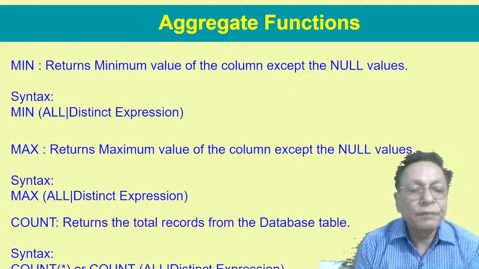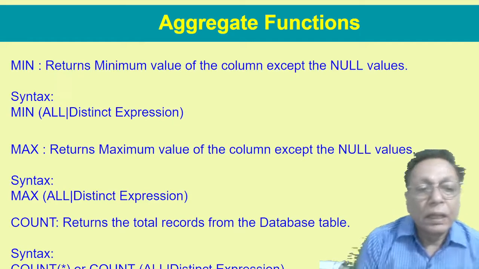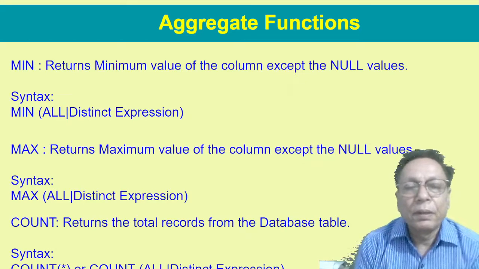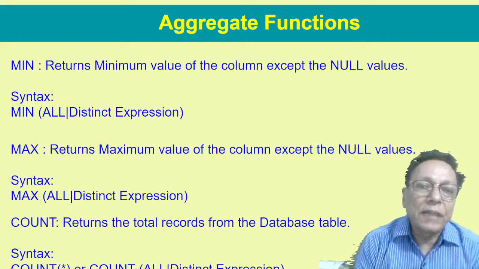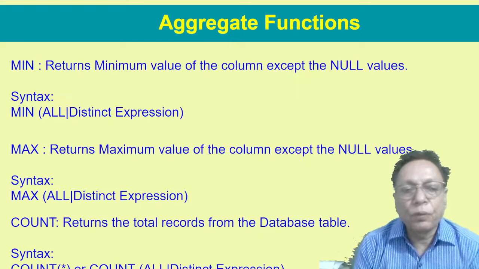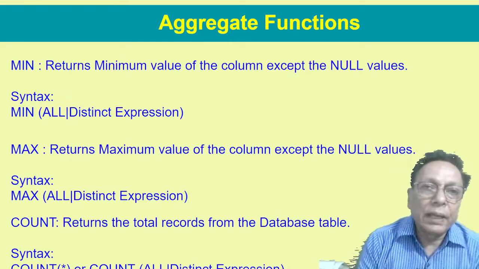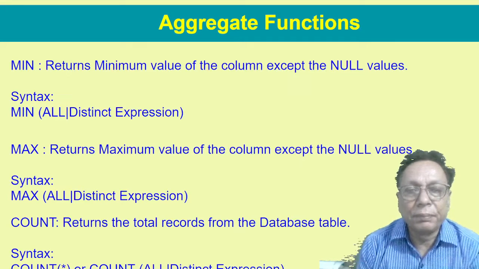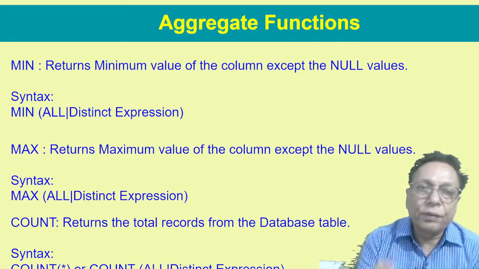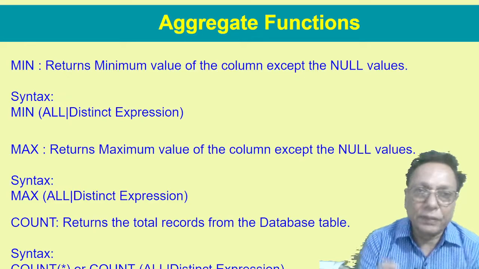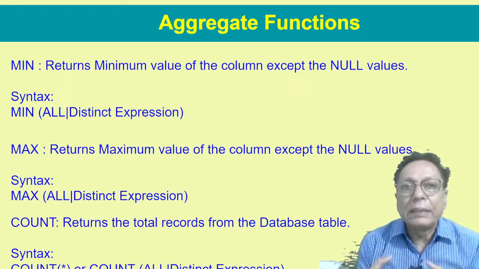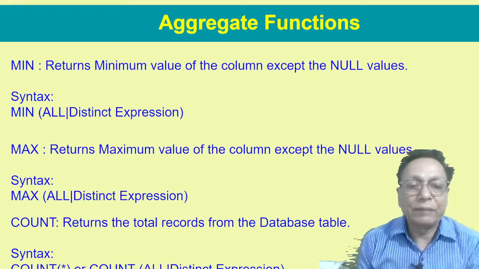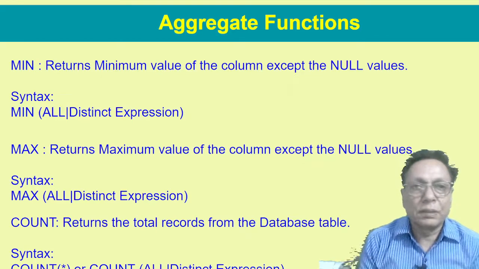COUNT. This is very important. It returns the total records from the database table. So if your table has, say, 15 records, when you apply SELECT COUNT asterisk from the table, it will give you the number of records in the table. And if you apply any condition using the WHERE clause, then all the records satisfying the given condition will be counted.